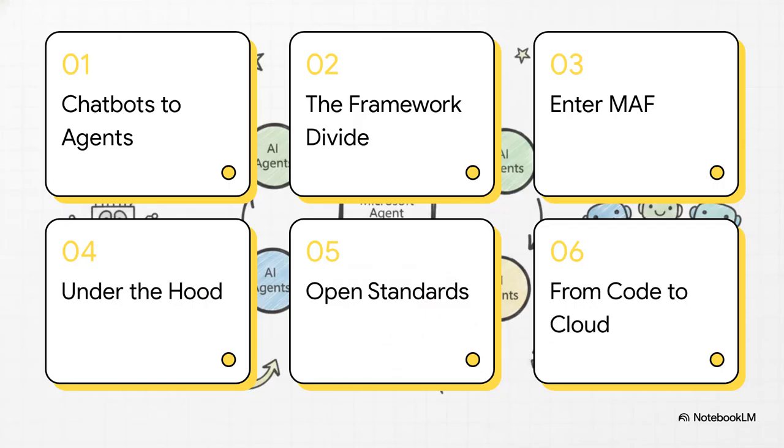Here's our agenda for today. We're going to quickly cover 1. Chatbots to autonomous agents. 2. The Great Framework Divide. 3. Enter Microsoft Agent Framework. 4. Under the hood of MAF. 5. Standards and interoperability. And finally 6. From code to cloud. Let's get right into it.